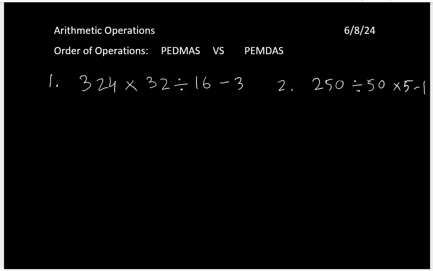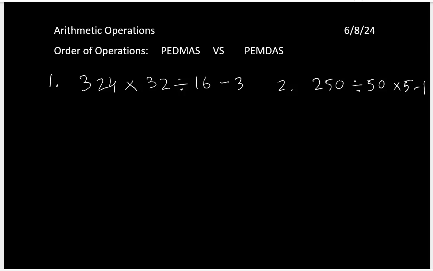So the difference between PEDMAS and PEMDAS is that whenever division or multiplication comes, with PEMDAS you need to do whichever comes first, either multiplication or division. But when you are using PEDMAS, you don't have to think about it. Whenever you see a division sign between two numbers, just do it. But if you have more than two divisions, then you go from left to right. So I'll show you one example.